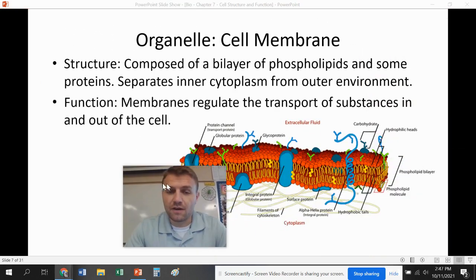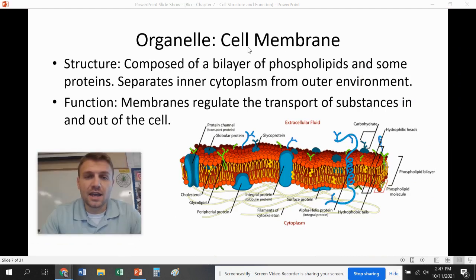The first being cell membrane. It says it's composed of a bilayer of phospholipids and some proteins. It separates the inner cytoplasm from the outer environment. Function: the membrane regulates the transport of substances in and out of the cell.